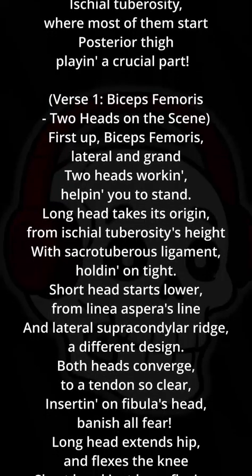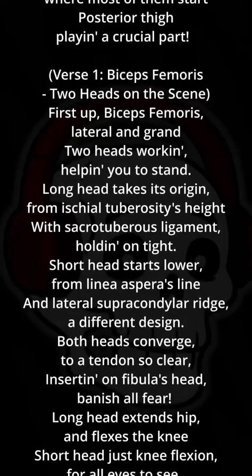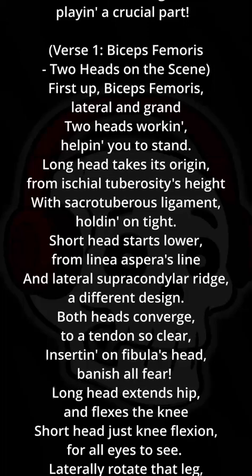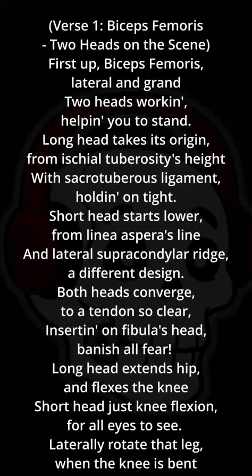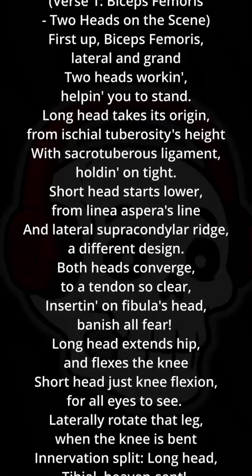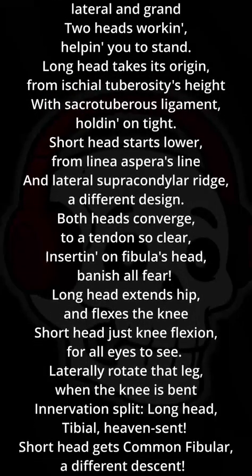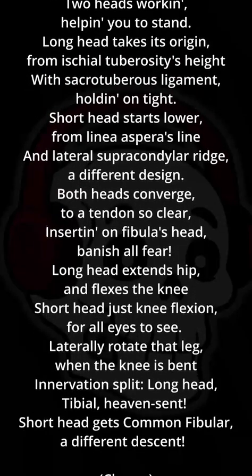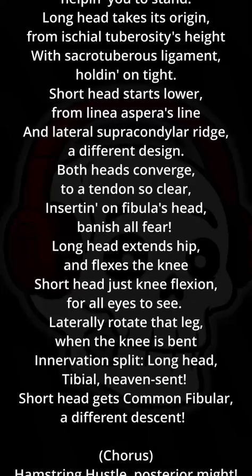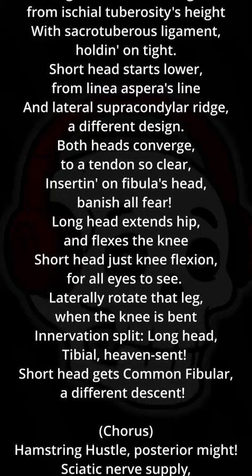First up, biceps femoris, lateral and grand. Two heads working, helping you to stand. Long head takes its origin from the ischial tuberosity's height, with the sacrotuberous ligament holding on tight. Short head starts lower from the linea aspera and lateral supracondylar ridge, a different design. Both heads converge to a tendon so clear, insert on the fibula's head, banish all fear.